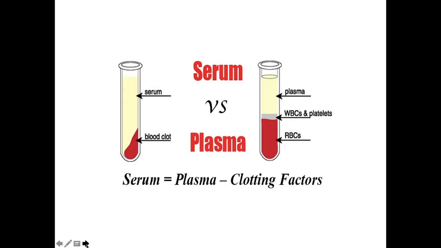Now, what is serum? Serum is plasma minus the clotting factor. So, if the anticoagulant is not put inside when the blood is taken out from the human, then what happens? The blood will clot.